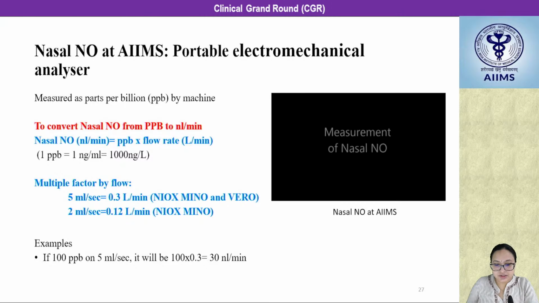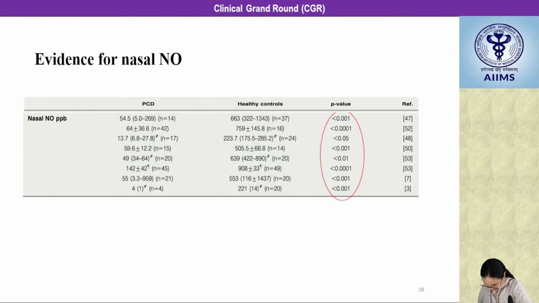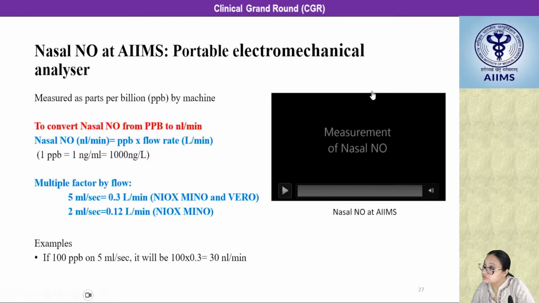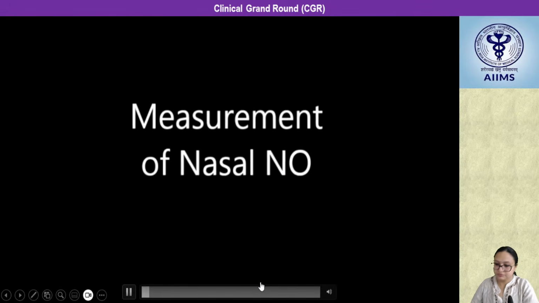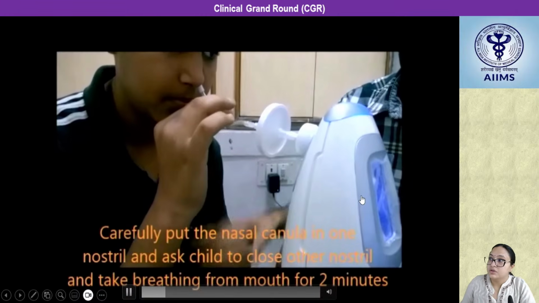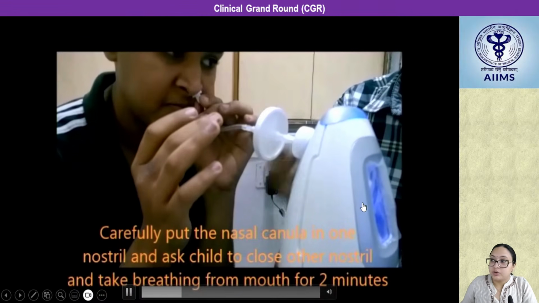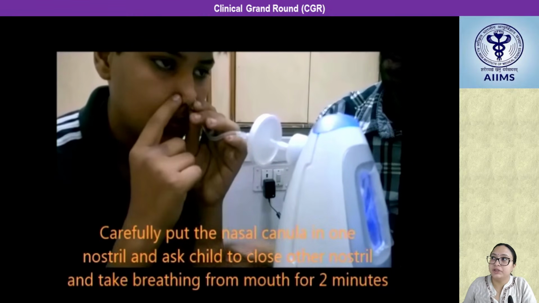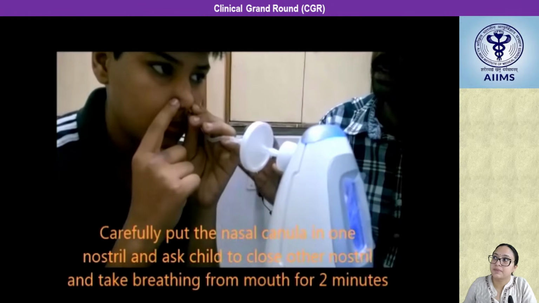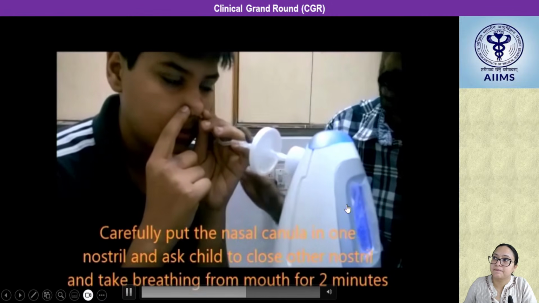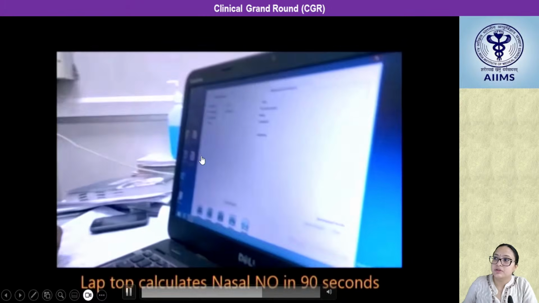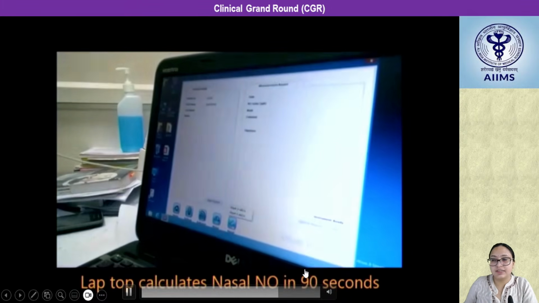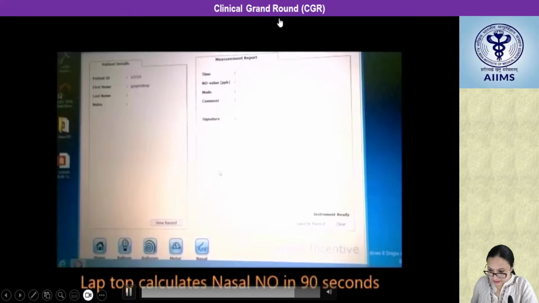So this measures the nasal NO in parts per billion. Here's a brief video showing the process. So the nasal cannula is put into one nostril and the child is asked to close the other nostril and take breathing from the mouth for 2 minutes. During this time, the laptop would calculate the nasal NO in 90 seconds and the value would be displayed on the screen.